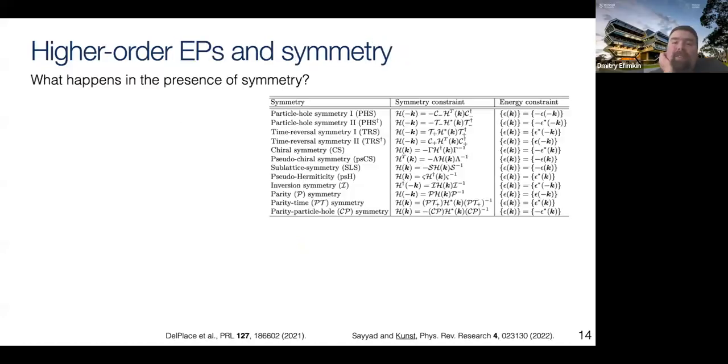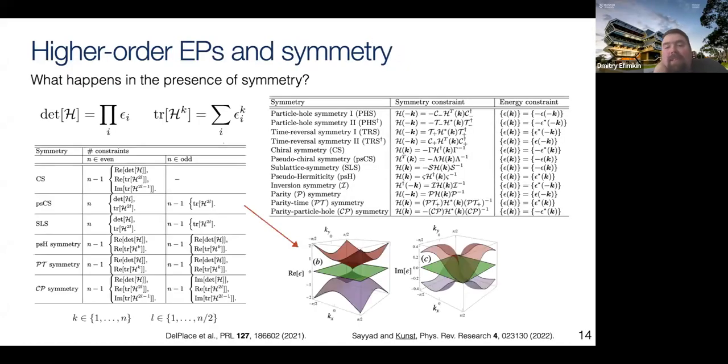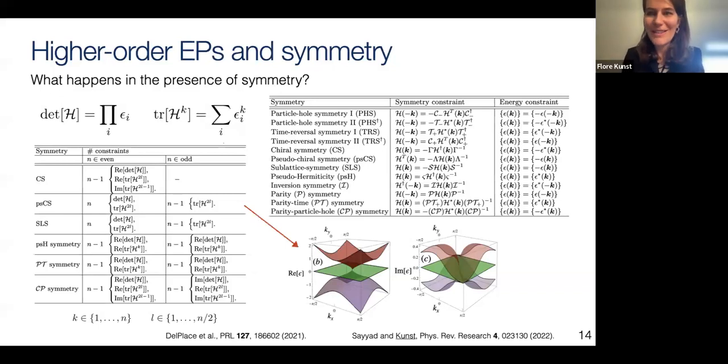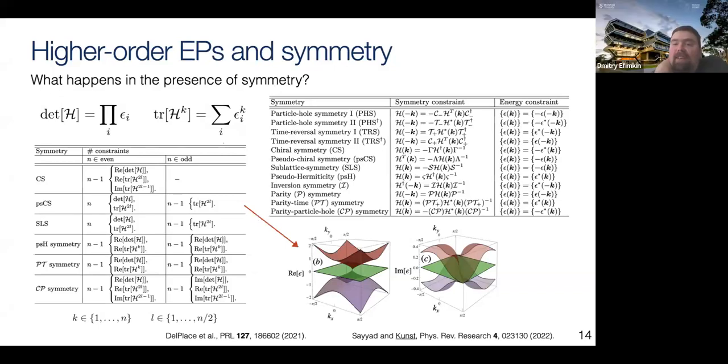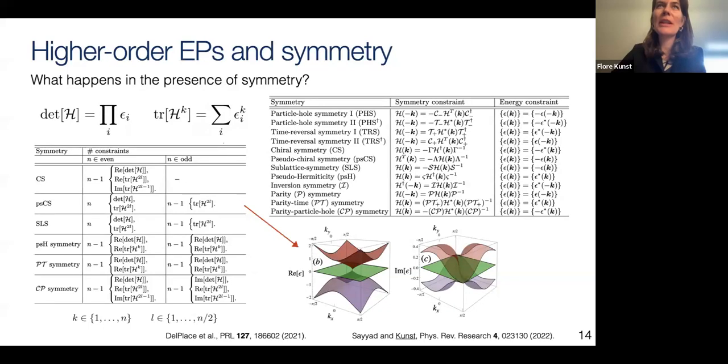Could I interrupt? Yes. So, this plot reminds me of the dispersion of spin-1 Dirac electrons. Yeah, that is a very good association. Does it have any connection? So actually, that's something a master student is investigating right now.